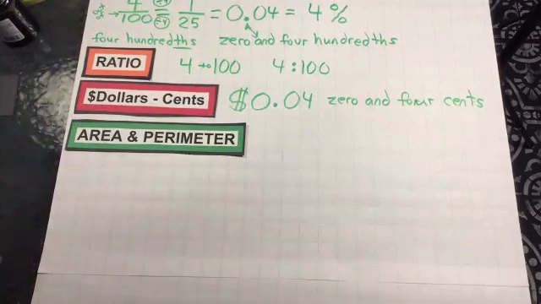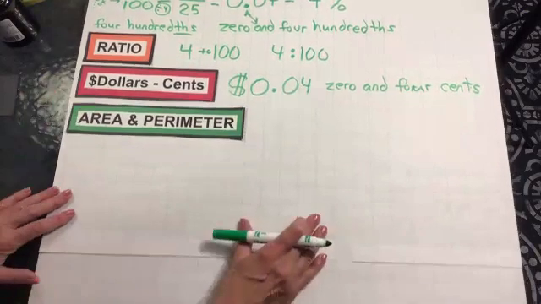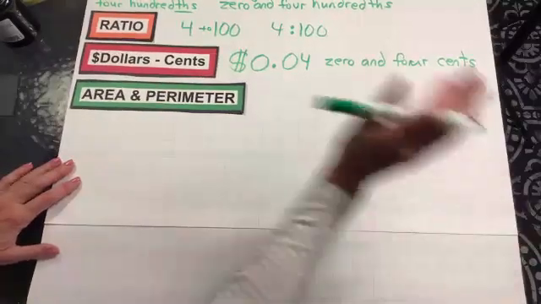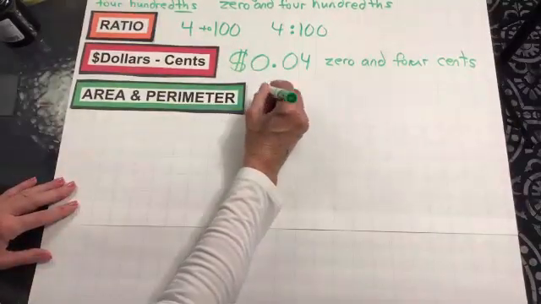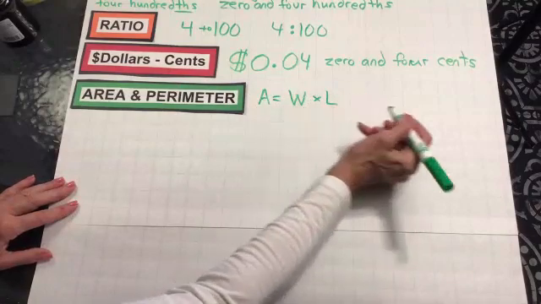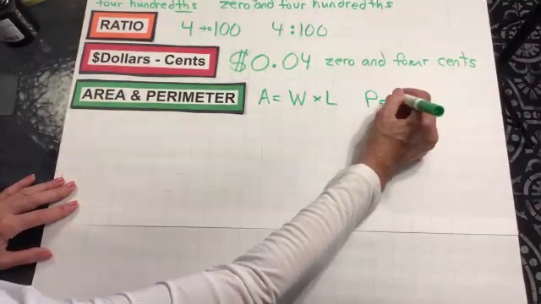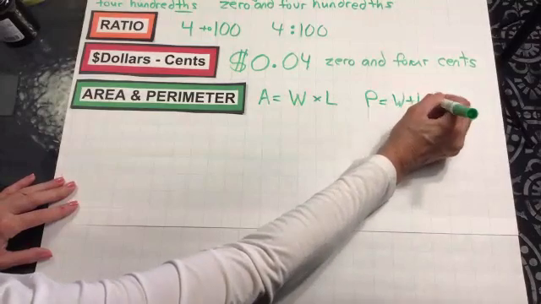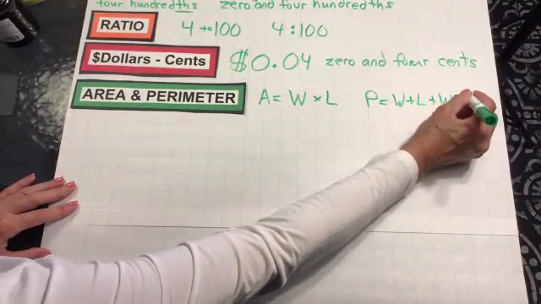Area and perimeter. And always writing down again and again. That way we never forget. Area equals width times length. Perimeter equals width plus length plus width plus length.